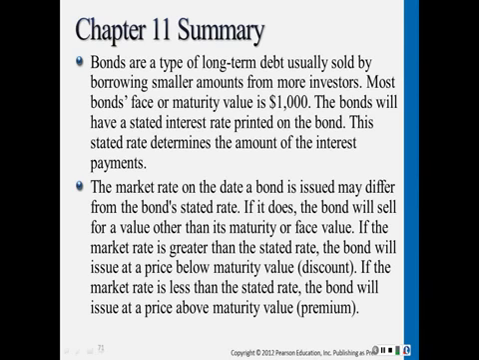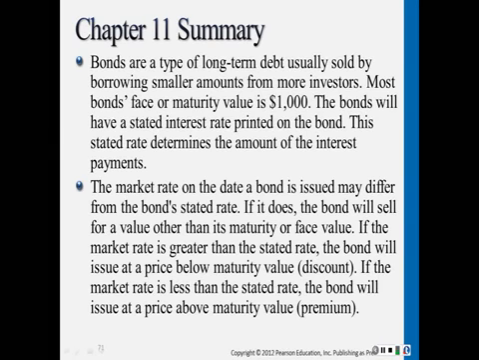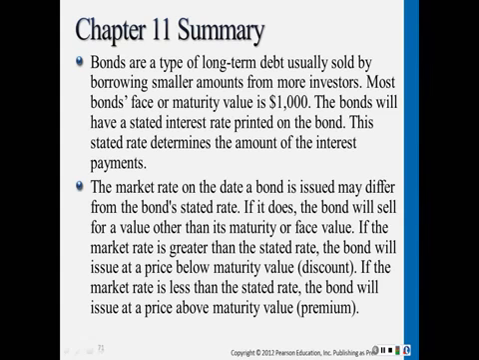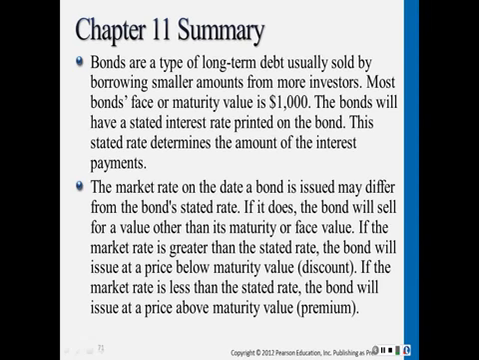The market rate on the date a bond is issued may differ from the bond's stated rate. If it does, the bond will sell for a value other than its maturity or face value. If the market rate is greater than the stated rate, the bond will issue at a price below maturity value, or a discount. If the market rate is less than the stated rate, the bond will issue at a price above maturity value, or a premium.